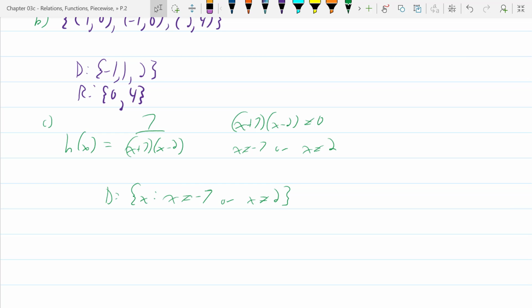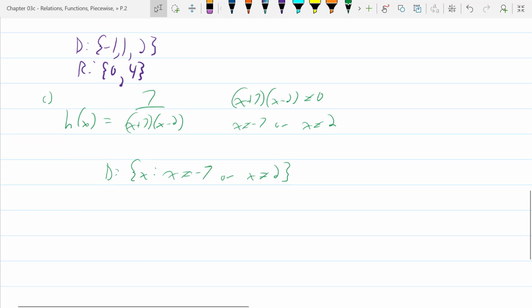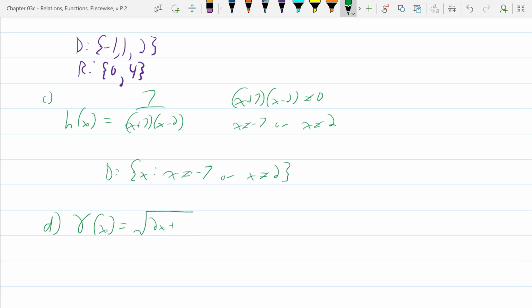Range for this one would be a separate issue and kind of a separate class. We're going to leave range out on that one. Let me do the domain for one more. Phi of x is equal to the square root of 2x plus 1.